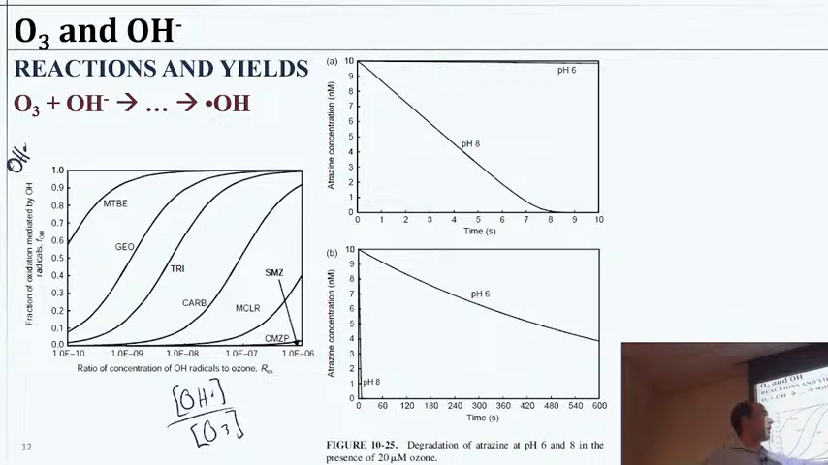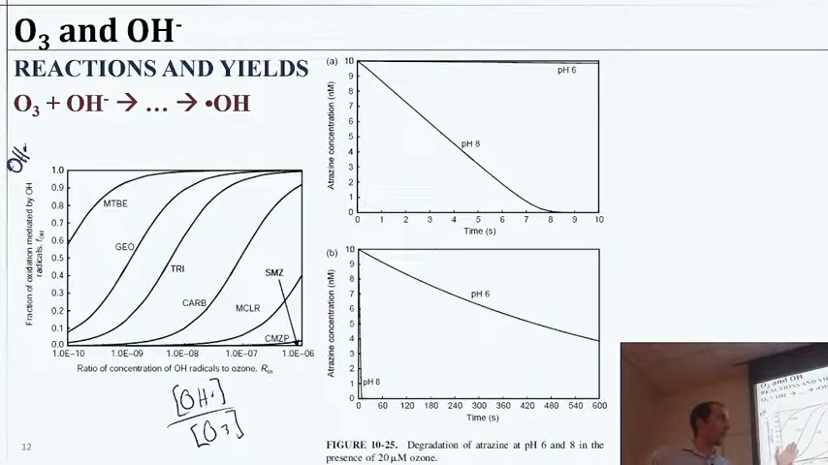Now, the plots on the right, coming back to the topic of atrazine, we have two different pHs, 20 micromolar of ozone, versus atrazine concentration. Just two different scales for the x-axis. So we see that pH 8 causes a rapid drop in atrazine concentration, and pH 6 is much slower.